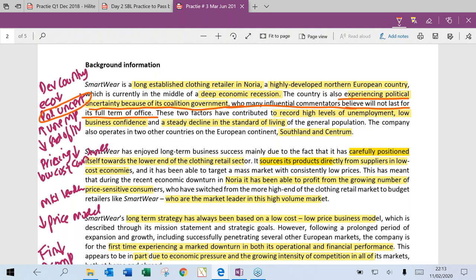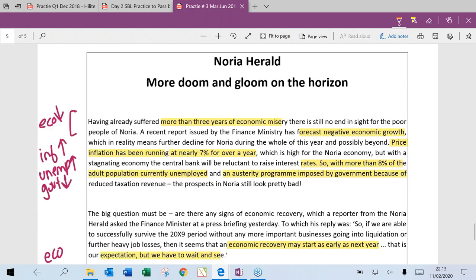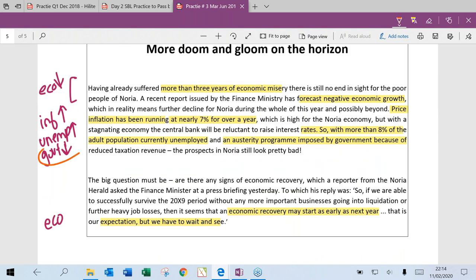Unemployment, standard of living, and then I remember something about government austerity measures. This one. So this all looks like the political factors are favorable or unfavorable. It's unfavorable, right? And if the political environment is unfavorable, what impact does it have on our mission, business model, or our performance?